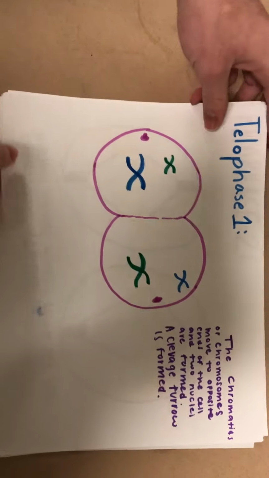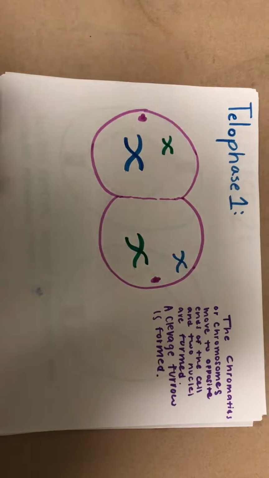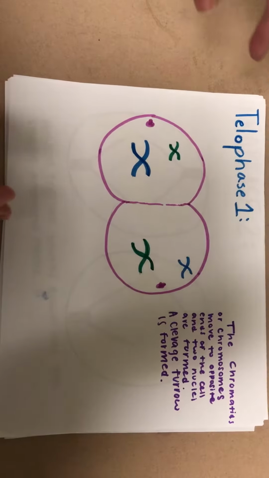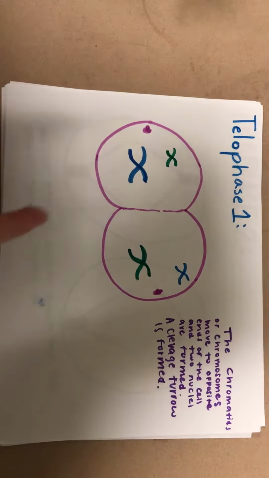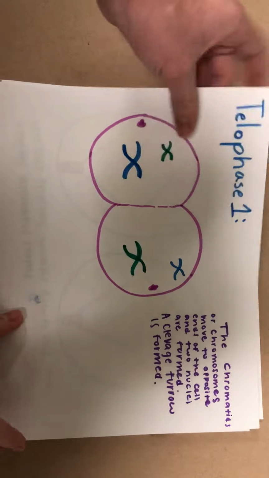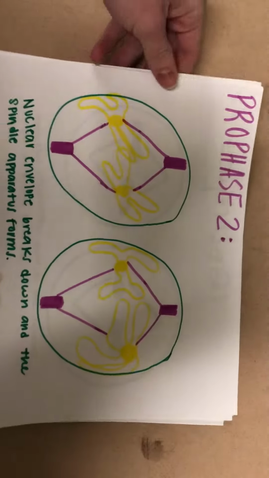Then in telophase 1, a cleavage furrow is formed, which is just the space in between. It's basically the cytoplasm beginning to divide to create 2 separate cells. And so this is going to be the first division of meiosis. And so that concludes meiosis 1.